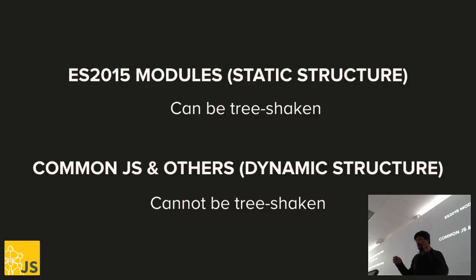They have this thing called static structure, whereas CommonJS and others have a dynamic structure and cannot be tree shaken. Dynamic structure means that in CommonJS and other module systems, the imports and exports can change during runtime. And that's when Webpack fails. It doesn't understand what to include and what to exclude, so it will just add everything into the bundle. Whereas with ES 2015 modules, we have a static structure where the imports and exports don't change during runtime. So Webpack can clearly understand that this thing is required in the bundle, so I'll add it, and this is not required, I'll just discard it.